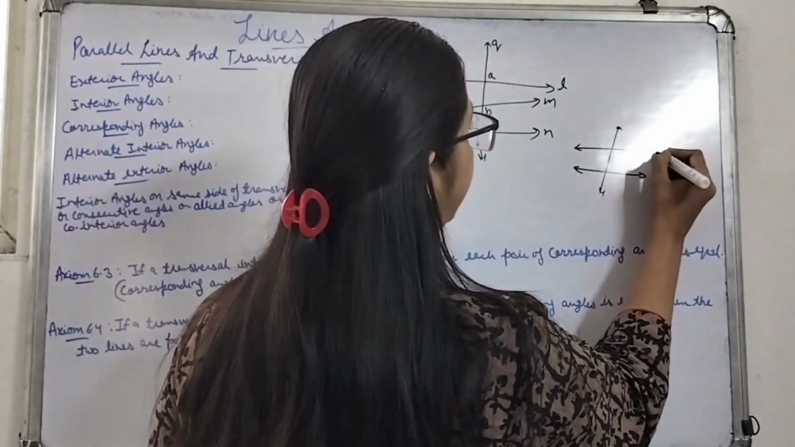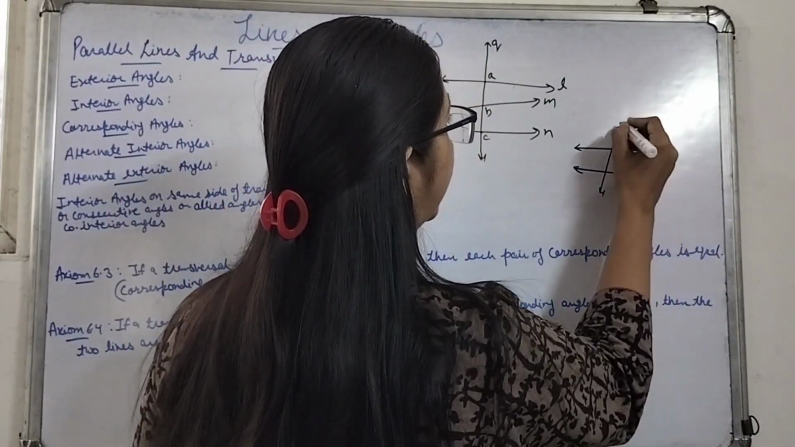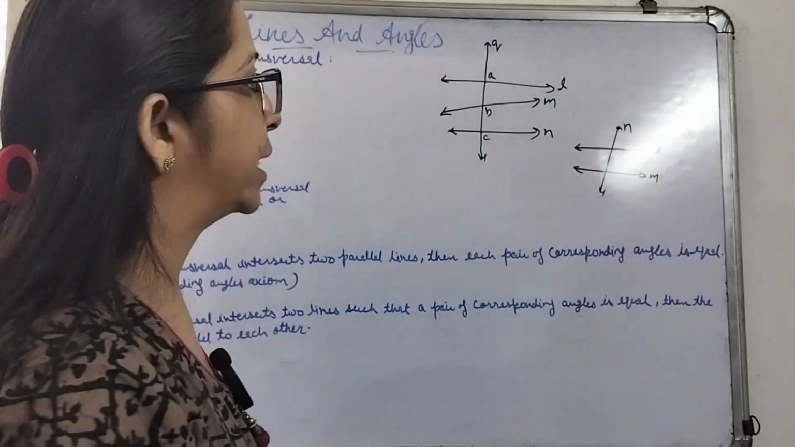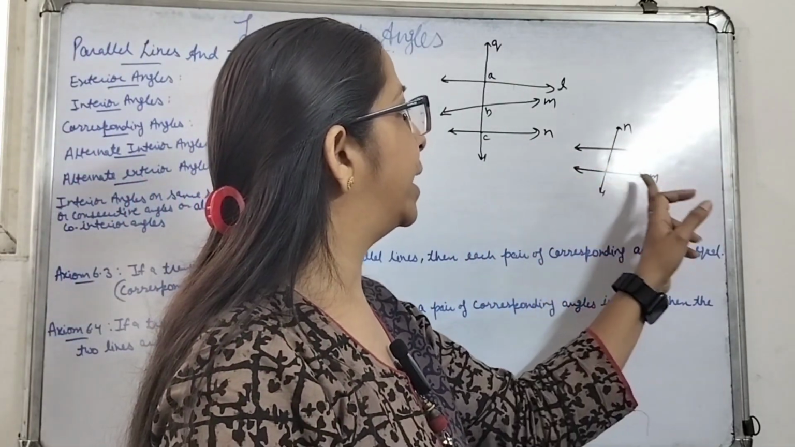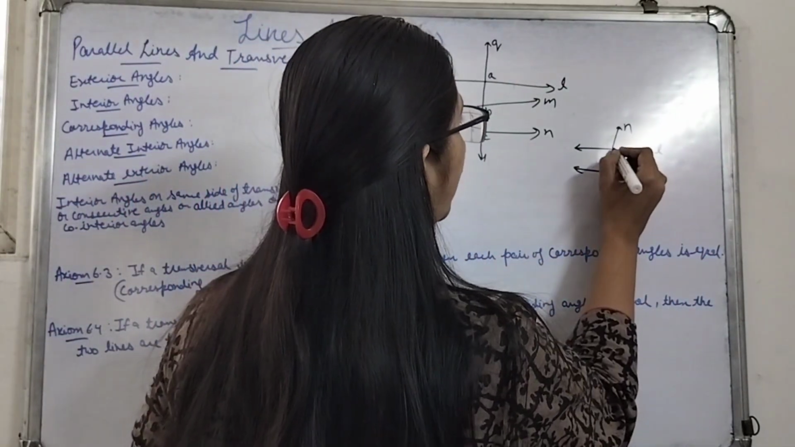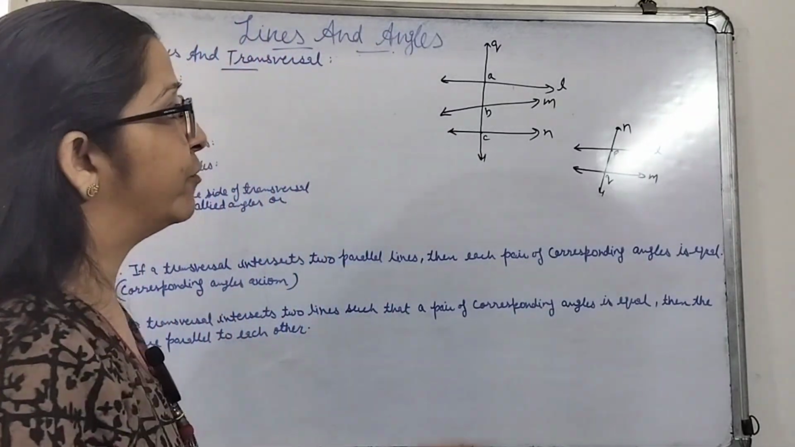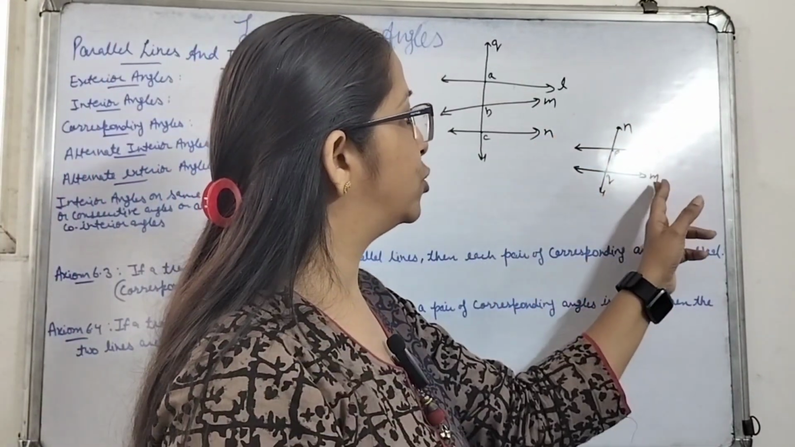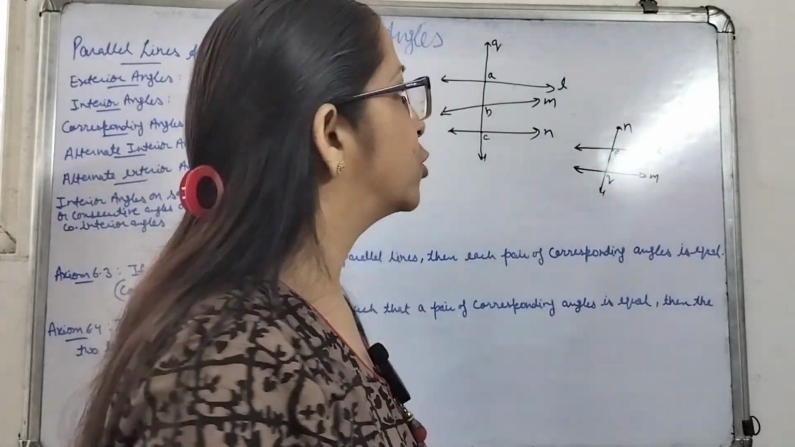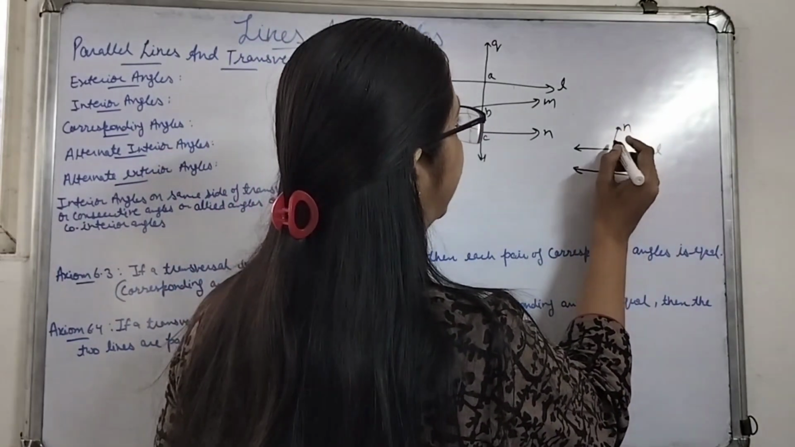Suppose I have taken a line L and a line M, and the line N is intersecting the lines L and M at the points P and Q. Now, when it intersects the given two lines at two distinct points, we can see over here that 8 angles are formed.